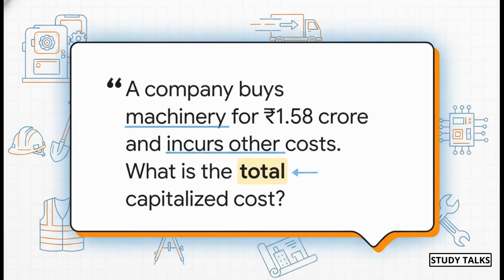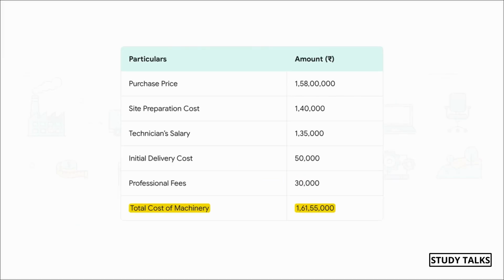Let's look at a problem that feels like it's straight out of an ICAI paper. A company buys new machinery, and then they get a whole list of other bills: site preparation, salary for the technician who set it all up, delivery charges, architect's fees. Your job is to figure out the final number that goes on the balance sheet. So here's how we tackle it.